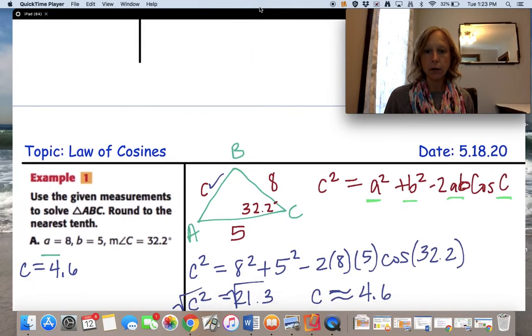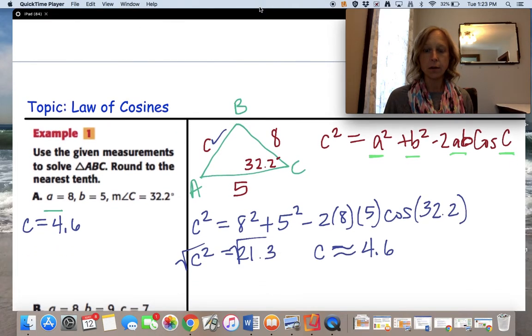So you may be wondering, well, how do I know which side is the longest side? We talked about that briefly when we did the law of cosines, but let's just review. The largest angle is always across from the longest side. So we just got 4.6 for C.